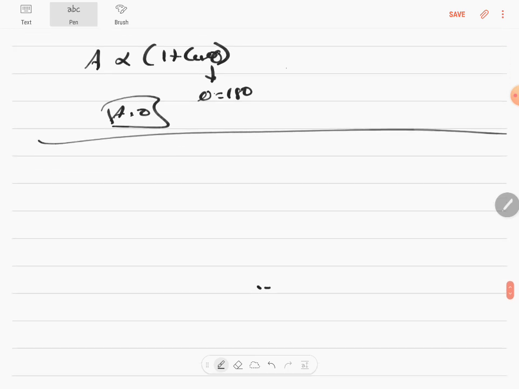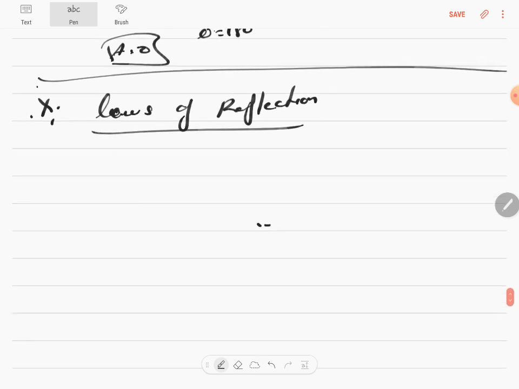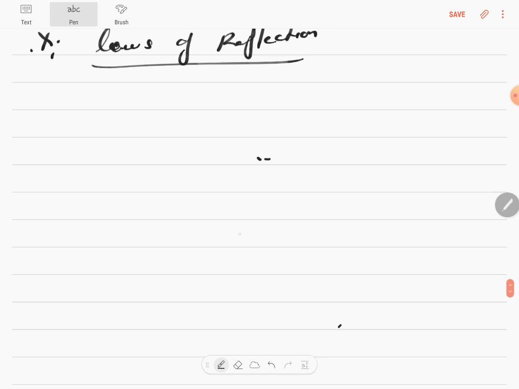Next is the laws of reflection and refraction. Now, using Huygens principle, a very, very important question. Laws of reflection. Refraction will come to it later. So let's talk about reflection using Huygens principle.